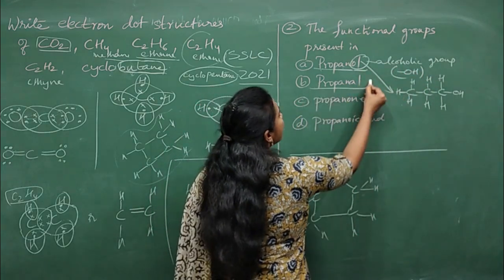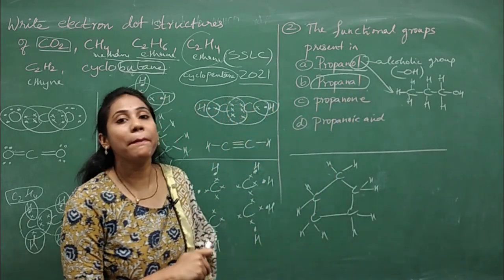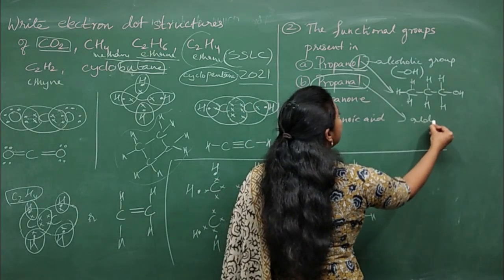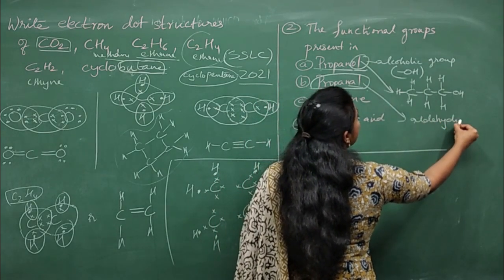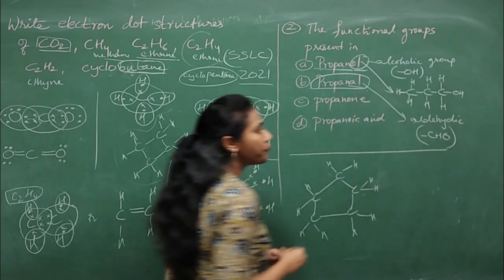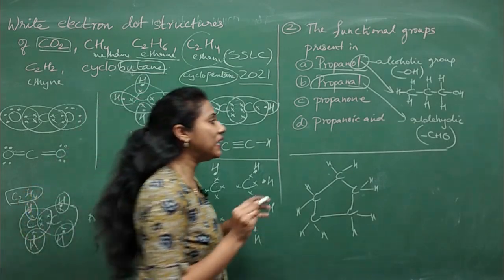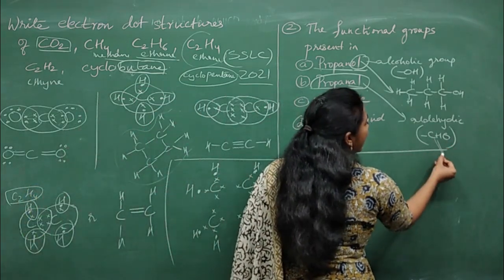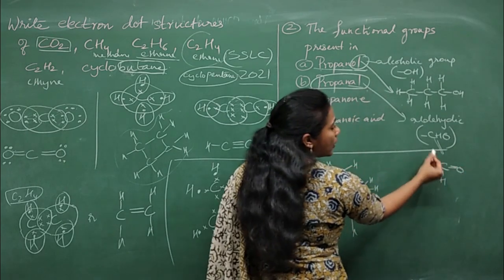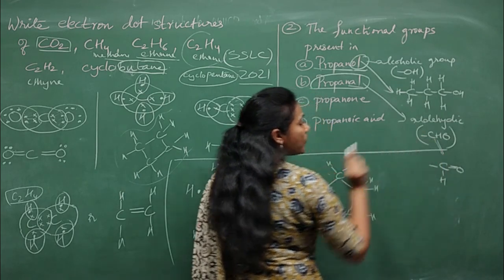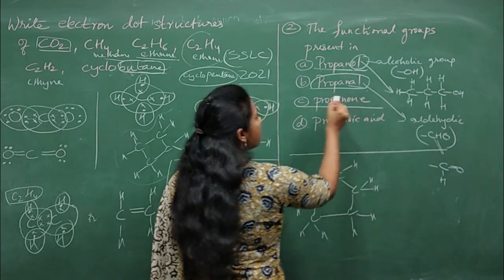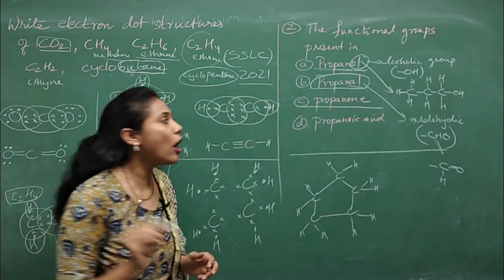Now, what is the functional group present in propanal? Here you will have the aldehydic group, which can be written as CHO. CHO is called the aldehyde group. If I elaborate, I can also write it as CH double bond O. So this is the elaborate structure of CHO. Clear? Fine.